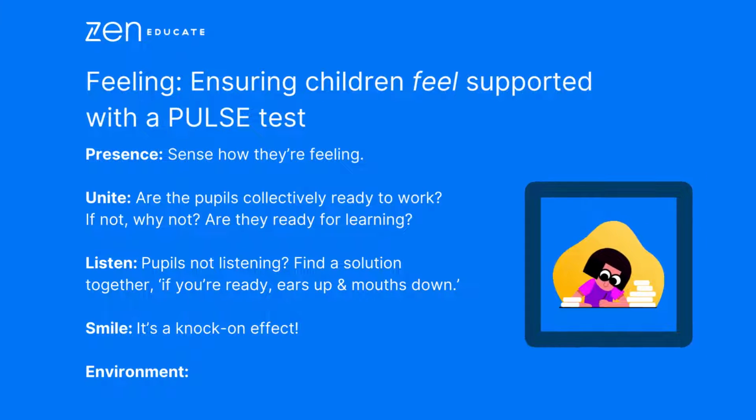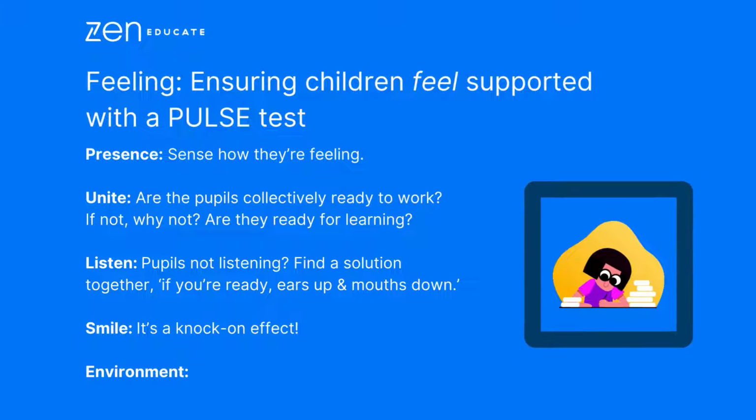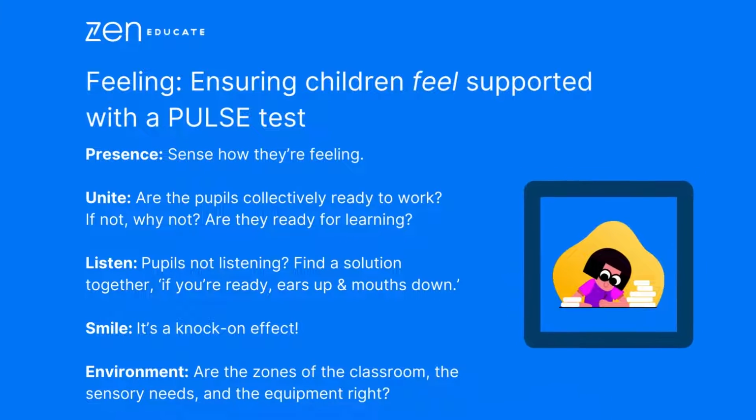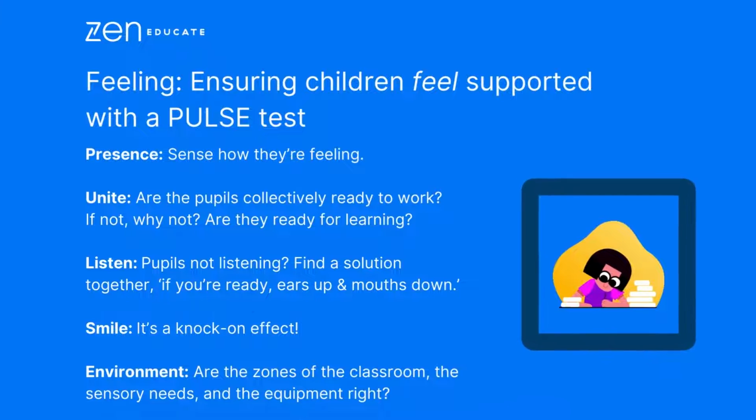S is for smile. We can forget the power of smiling, and its knock-on effect, and it's extremely important. E is for environment, the zones of the classroom, the sensory needs, and the equipment. Are they right for the pupil?